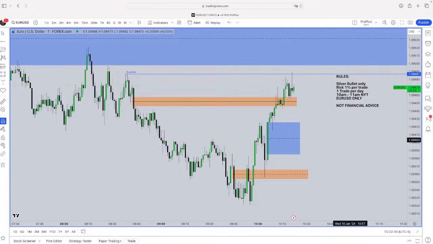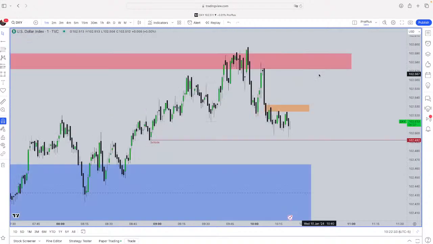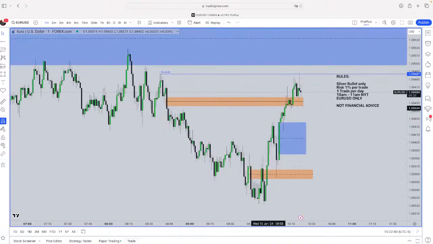Yeah, it took out liquidity, just a little bit. I wanted to see a little bit more, potentially even run back into that bearish order block. No, not yet, bro, because it still could just run higher. Dollar's still got sell side to run to as well, down here. But it's definitely a good place to take profit here.